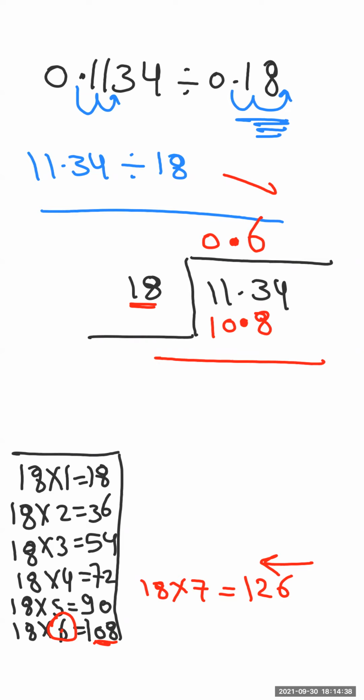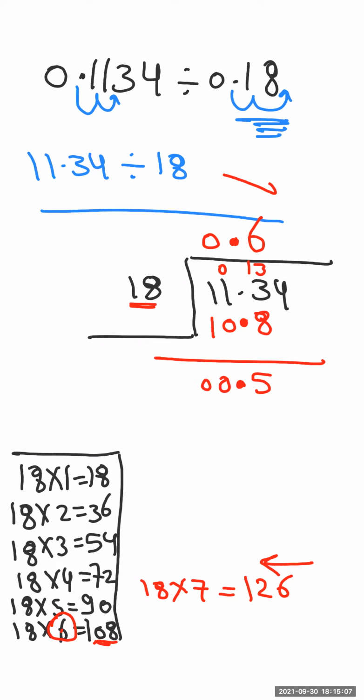Then subtract. 3 minus 8, actually, it's not possible. So we have to get 1 from the next number. So the 3 will become 13, and this one will become 0. 13 minus 8 actually equals 5. And then the decimal point, it's here. 1 here, it became 0. So 0 minus 0 means 0. And 1 minus 1 also equals 0.